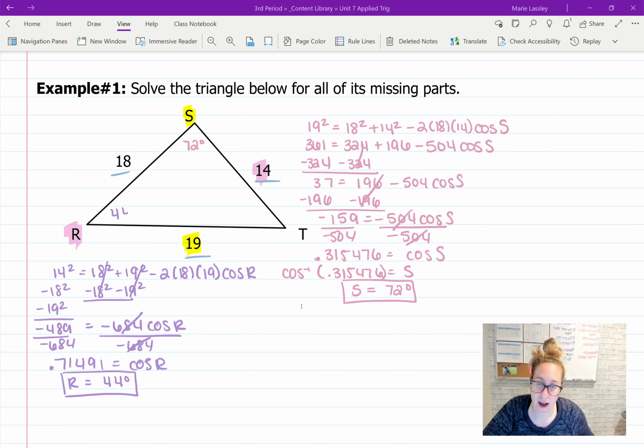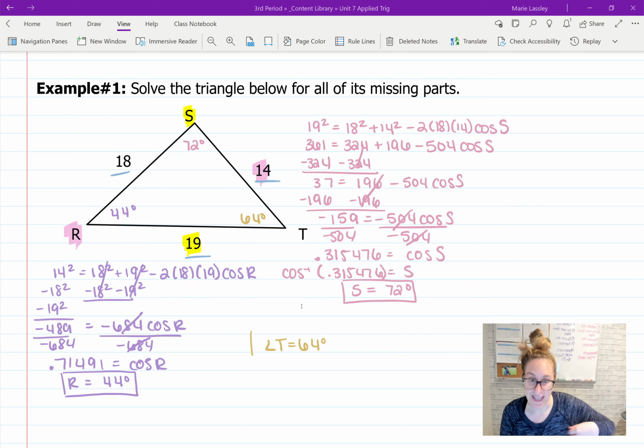Now, you don't have to do the law of cosines again because we can use the triangle rule that tells us all three angles have to add up to 180 to find angle T. So if we do 180 subtract 72 subtract 44, that's going to give us 64 for our missing angle. So angle T equals 64. We did 180 minus 72 minus 44.